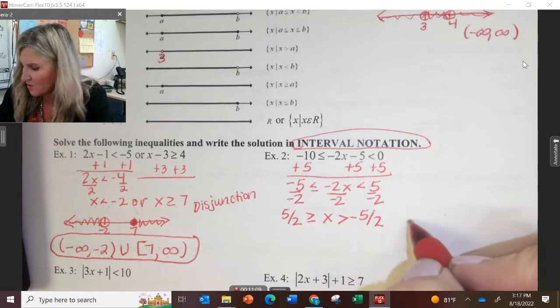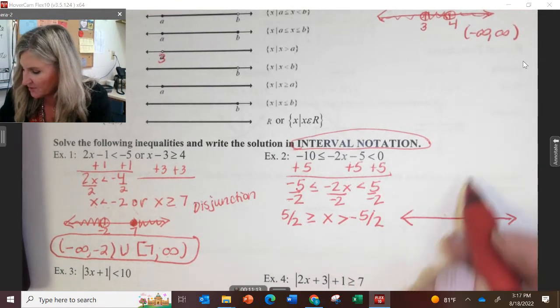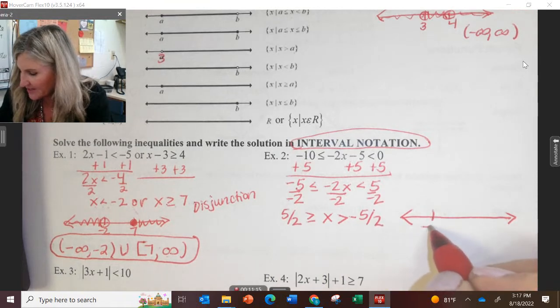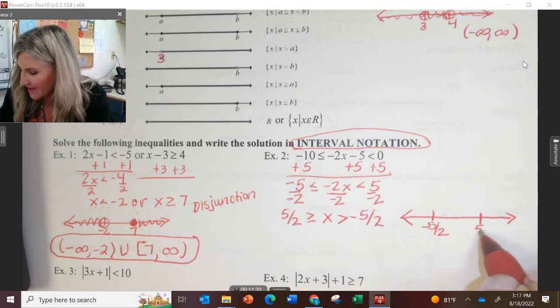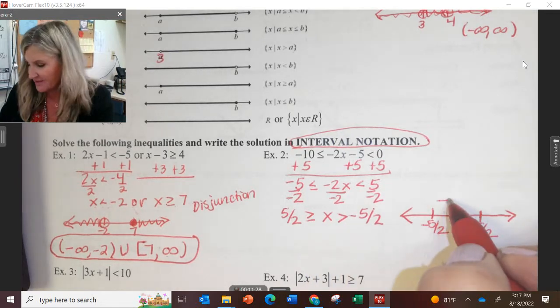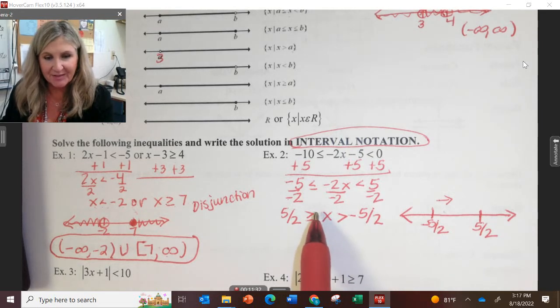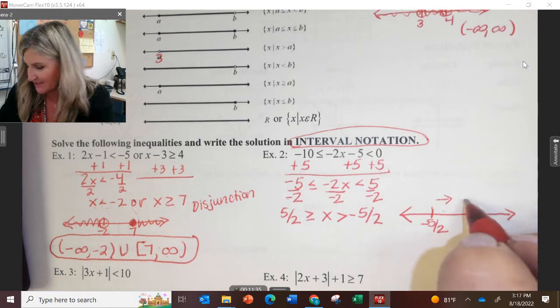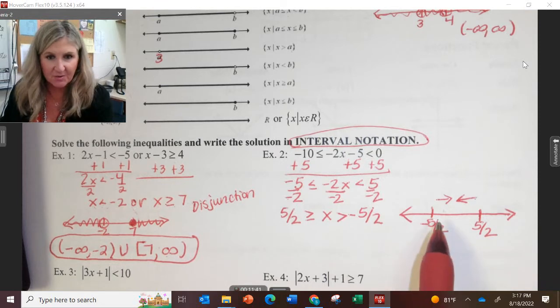Now, watch when I go to graph this. My smaller number is negative 5 halves, isn't it? So I'm going to have to put that here. My larger number is positive 5 halves. This goes here. This is saying x has to be larger than negative 5 halves. That's this side. And this is a conjunction, x must be less than or equal to 5 halves. That's going this way. So what we're saying then is that the x's have to be in between these two.